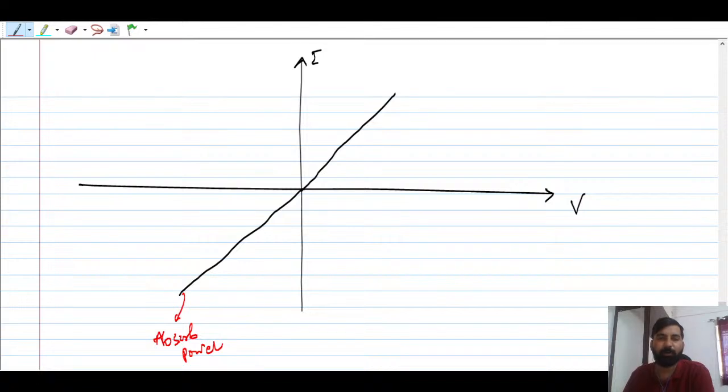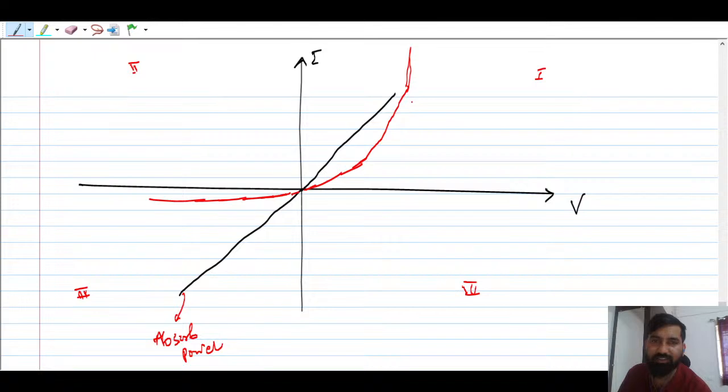And if I talk about the diode, the diode IV characteristic looks like this. It passes through the origin only, but it is highly non-linear, exponential in nature. You see here, this is the first quadrant, this is the second quadrant, this is the third quadrant, and this is the fourth quadrant. If these curves are lying in the first quadrant and the third quadrant, you have to make sure that this will absorb power only.